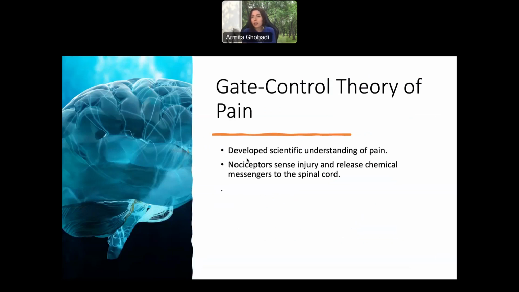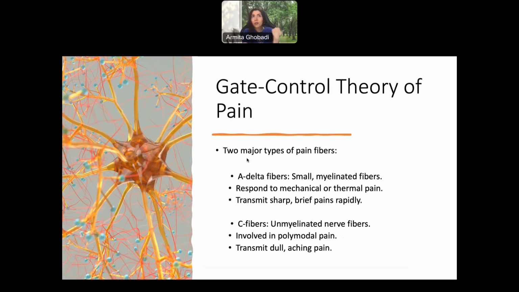There is a theory out there for pain perception. Its name is gate control theory of pain. It's a very simple theory, but over time it developed better and better, which I'm going to talk about soon. But before that, we should know there are two major types of pain fibers. Number one is A delta fibers, number two is C fibers.